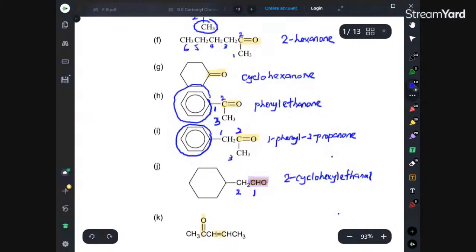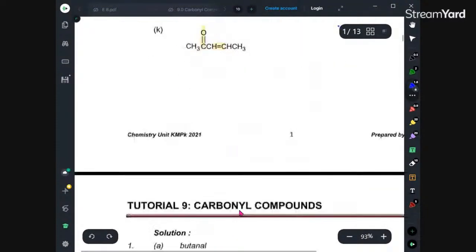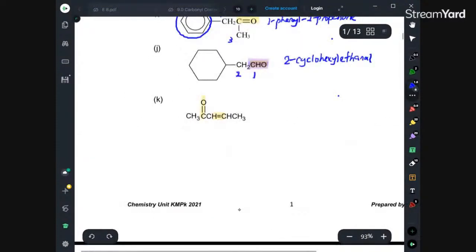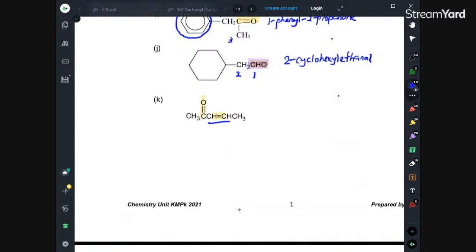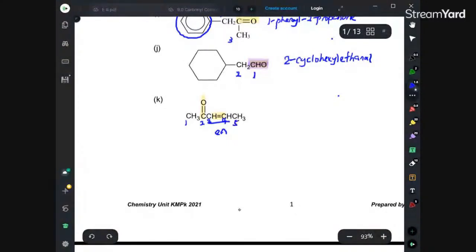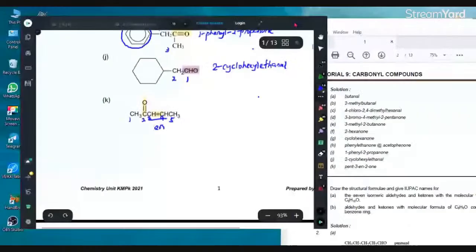Okay, and then the last one, with two functional groups, we have to be careful. If there is a carbon-carbon double bond, we know it's an alkene, so it will involve the ene ending. So we check the position first. This is position 1, position 2, position 3, position 4, position 5. Always remember, ketone has higher priority. Yeah? Ketone has higher priority.